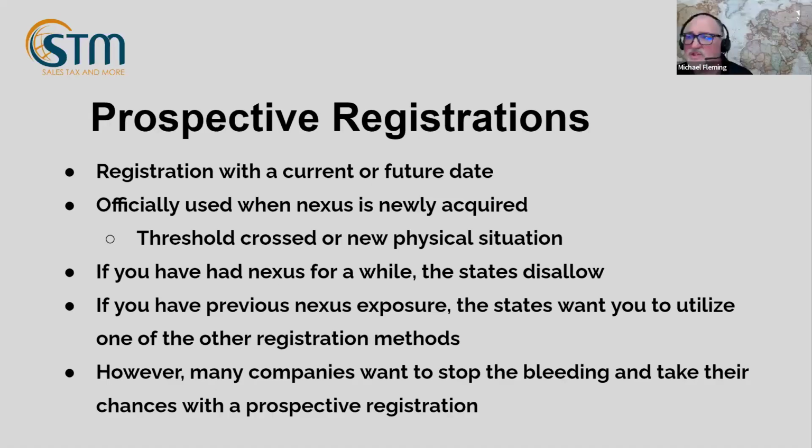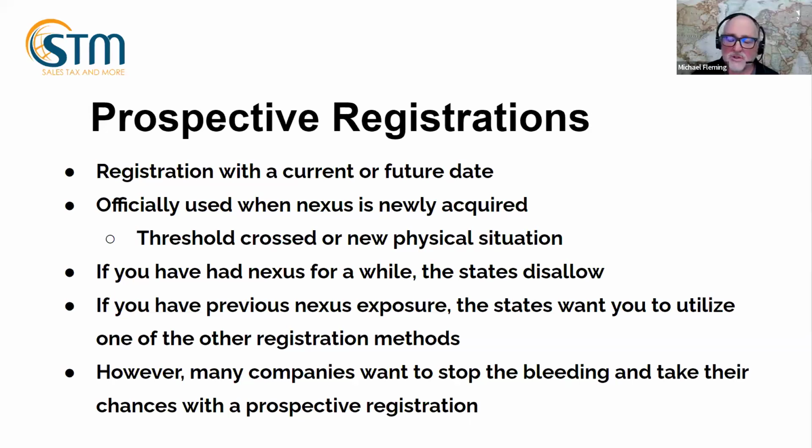So prospective registrations, as I said, this is with a current or future date, and it's officially used when Nexus is newly acquired. So if I just crossed a threshold last month, this is what I'm supposed to do, register prospectively. We've got to remember that Nexus is not only created by crossing thresholds, but if you have physical Nexus also. So if you've had Nexus for a while, the states don't want you to do this. The states want you to do either a historic registration or a VDA. So you're not supposed to use this if you do.